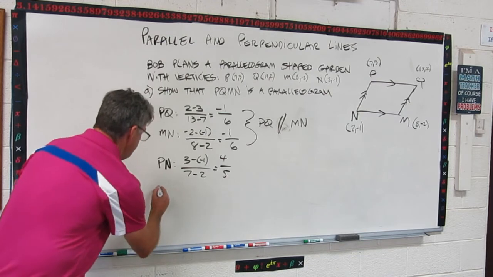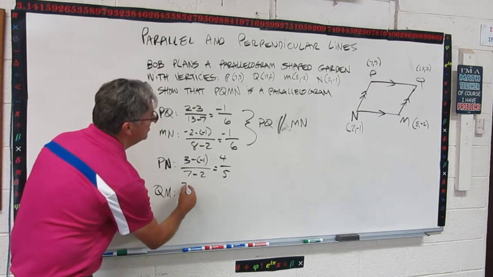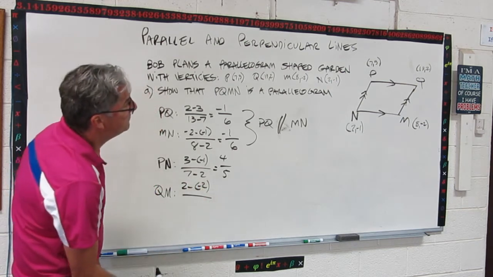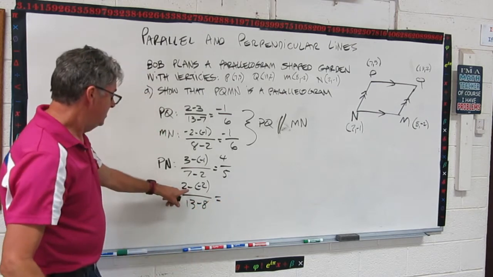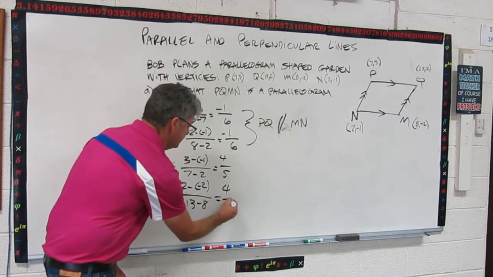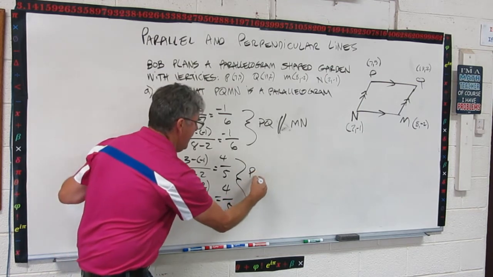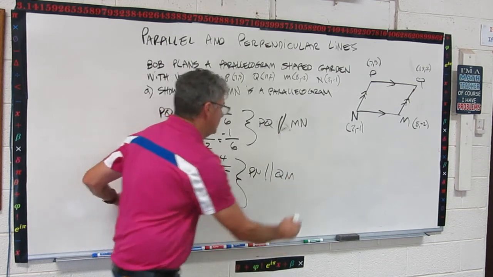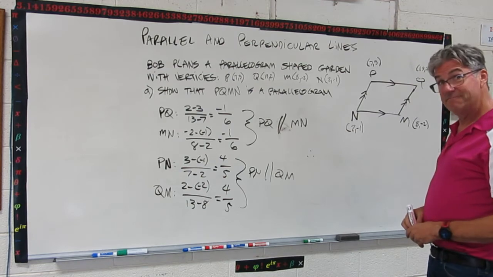And then let's do QM. So QM, we're going to do 2 minus -2 over 13 minus 8. And I think we're in good shape. 2 minus -2 is 2 plus 2, so that's 4. 13 minus 8 is indeed 5. So PN is parallel to QM. So it's a parallelogram. So we proved that.